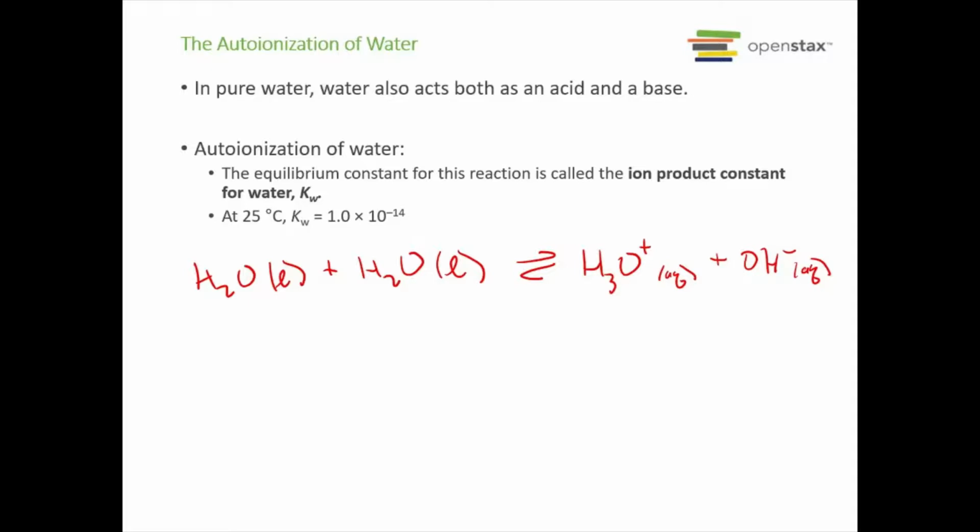And we could say the Kw, okay, so good old reaction equilibrium constant, is equal to the concentration of H3O plus times OH minus. We don't include the two waters in that because they are liquid. Remember, liquids and solids do not go in equilibrium equations. And this Kw at 25 degrees Celsius is equal to 1 times 10 to the negative 14th power.